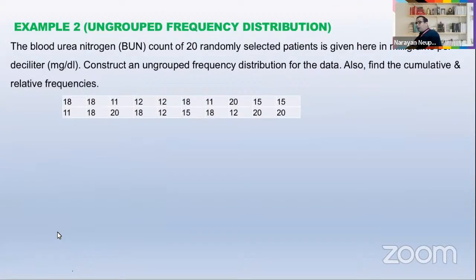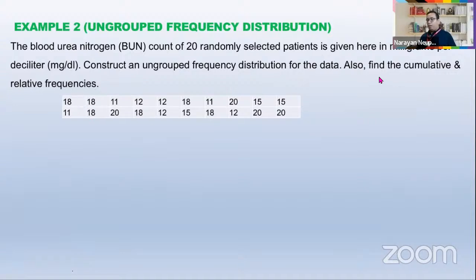So this one is on grouped frequency distribution, because here the data is a small numerical data. Okay, if you have a small numerical data, we use grouped frequency distribution. So the question here is the blood urea nitrogen denoted by BUN, okay, BUN count of 20 randomly selected persons is given here in milligram per deciliter. We have to construct an ungrouped frequency distribution for the data. And after you construct it, there are two things you are asked to do. You have to find the cumulative frequency and relative frequency.